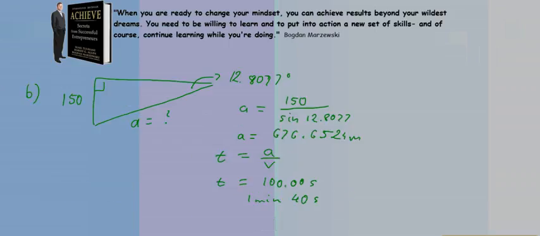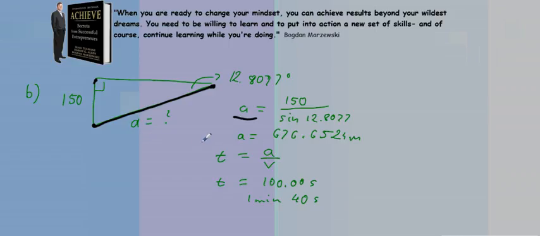Okay, so part B. We have to find the length of time required to cross the river in that direction. So the direction now is known. The angle with the horizontal is 12 degrees, and we have to find the time required to cross the river. The total width of the river is 150 meters. So what can we do? First, we have to find the length of that hypotenuse. So we label it as A.